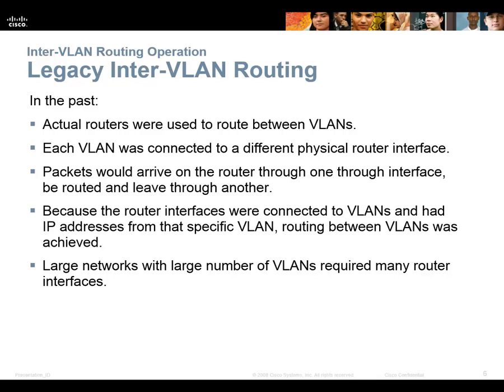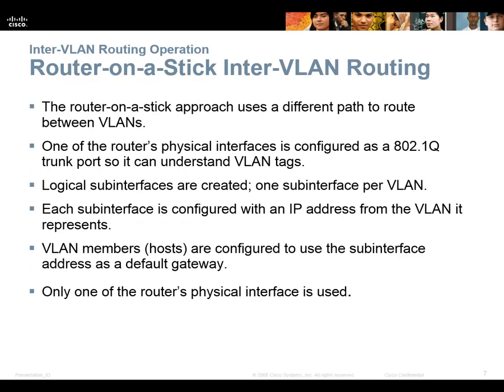Large networks with a large number of VLANs required many router interfaces, and this is where things got tricky. Imagine needing a router with 24 ports on it because you have 24 VLANs that needed to be routed around in your company. So that just got to where it was kind of out of control.